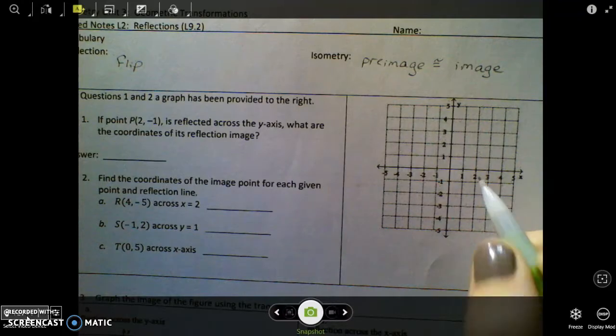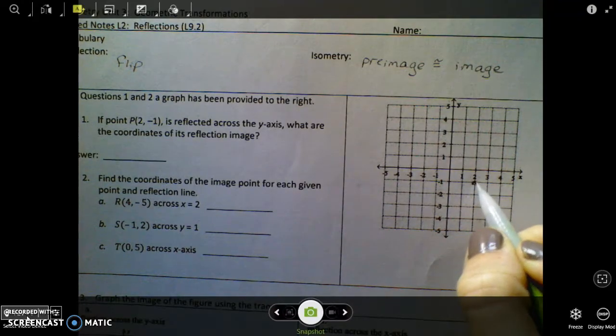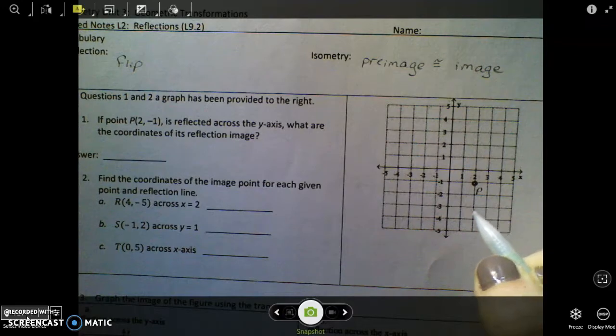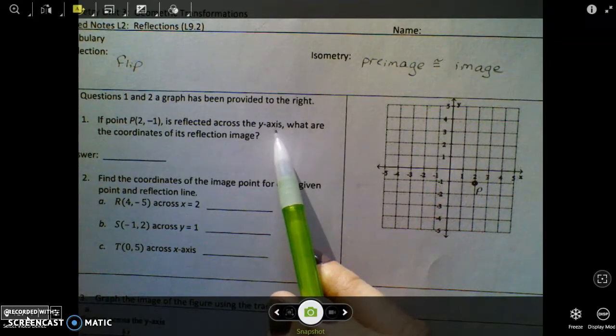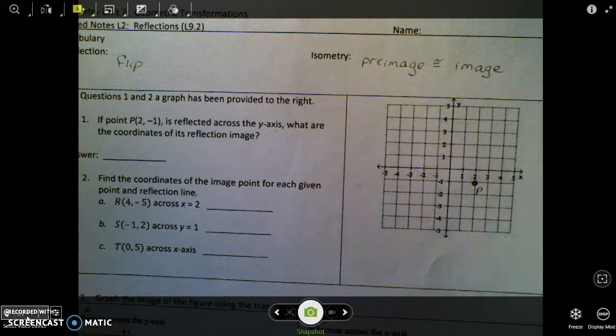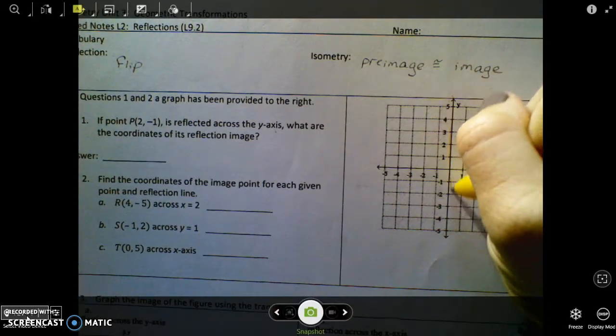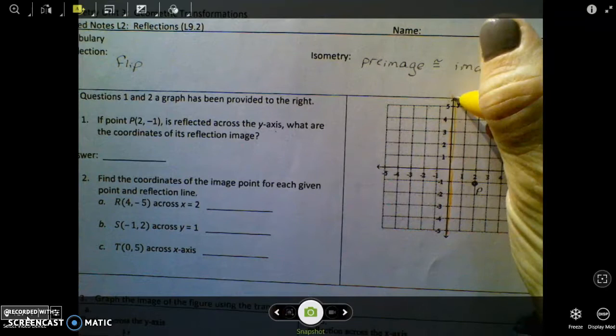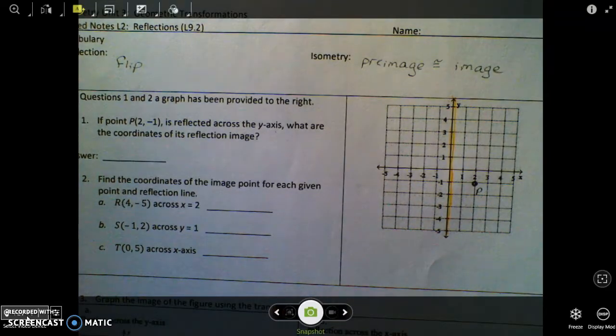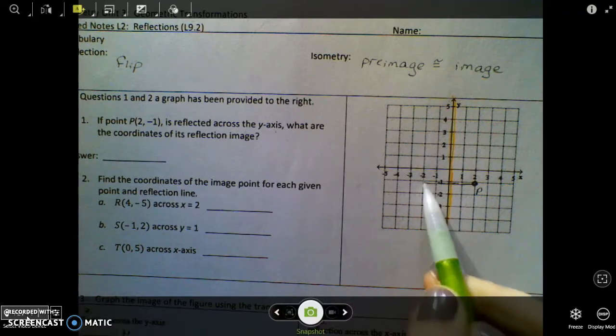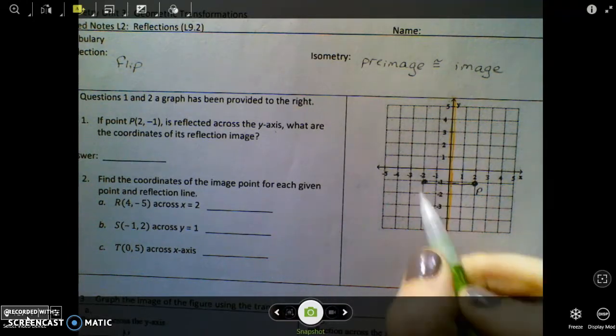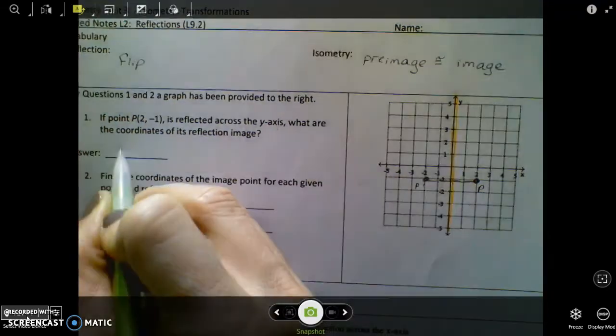So the first one, it says point P, which starts here at 2, -1. It's going to be reflected across the y-axis. Now your y-axis, remember, is this vertical axis, and I need to flip across it. So right now I'm on the right side of that axis. I'm going to end up on the left side, but specifically I need to note that I am 2 units away from the y-axis. So when I flip over, I would also need to end up 2 units away. So the image of point P, meaning point P prime, would end up at -2, -1.